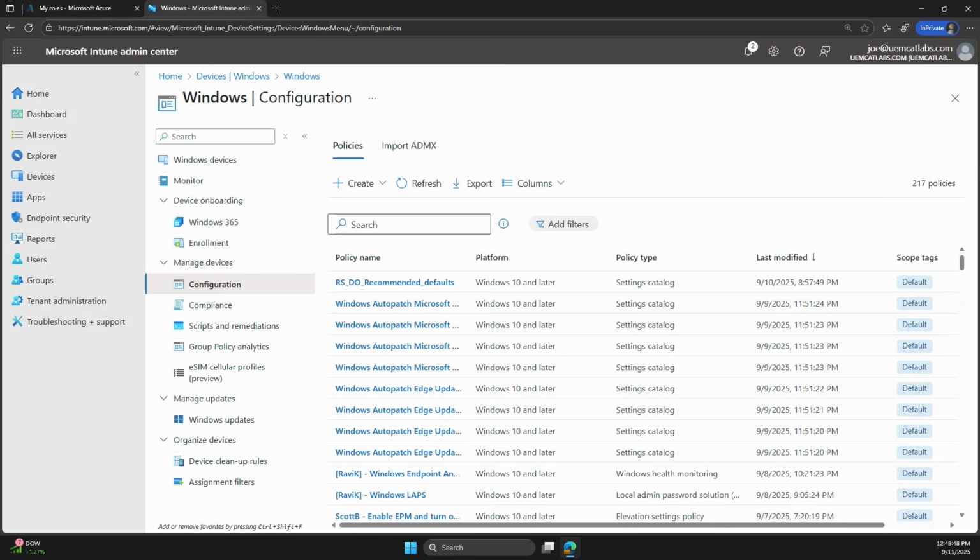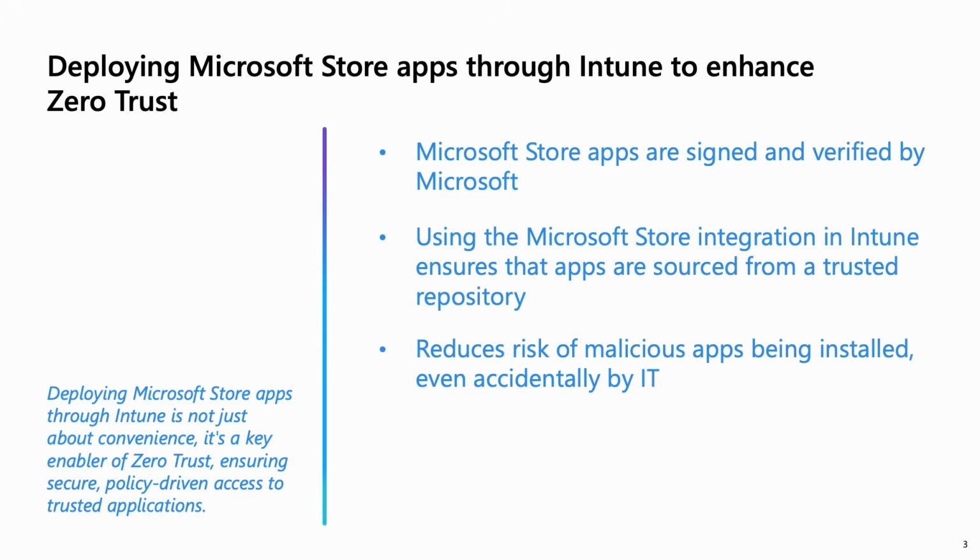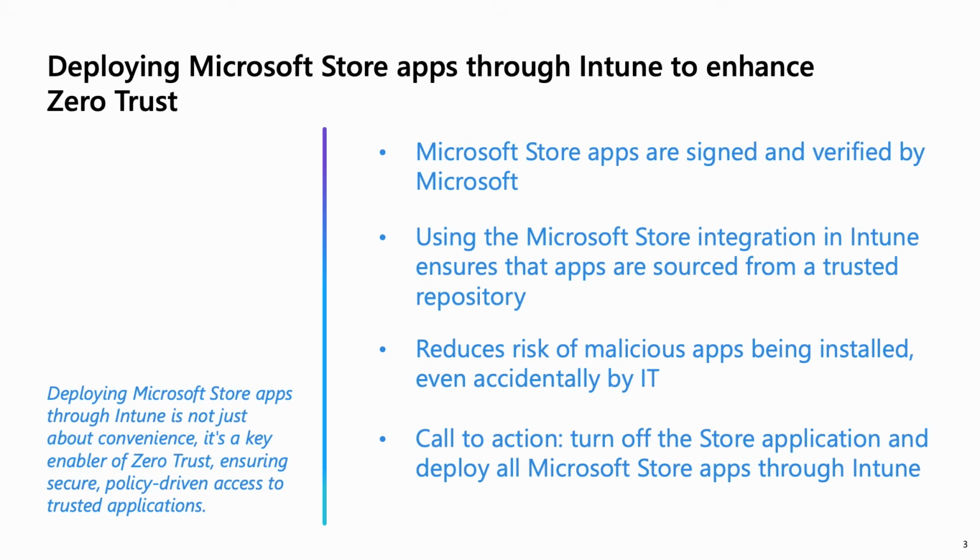And finally, by deploying Store apps only through Intune, you're reducing the risk of malicious apps being installed on the end user devices, even accidentally by IT. In closing, your call to action is to turn off the Store app on your managed Windows devices and use Intune to deploy Microsoft Store apps.